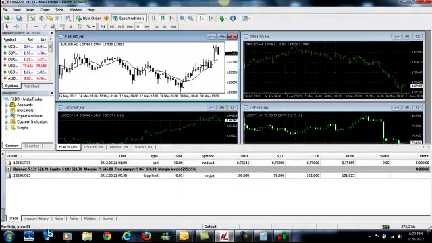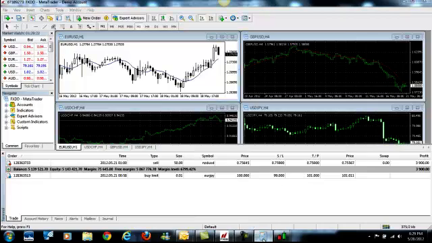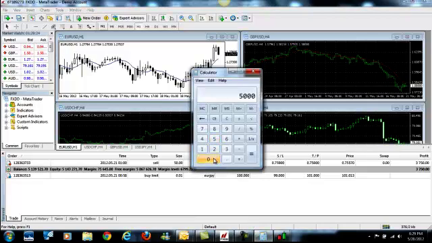And you're going to see that the balance of this account is $5,139,000. So I'm just going to round it to 5 million. And let's say I am comfortable with a 2% risk per trade off of 2% of my total account balance. So the first thing I need to do is calculate what is 2% of $5 million. So it's 5 million times 2%. That's $100,000. So I know that I am willing to lose $100,000 on this trade.